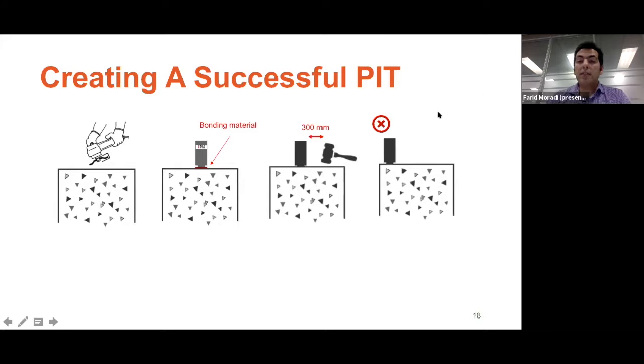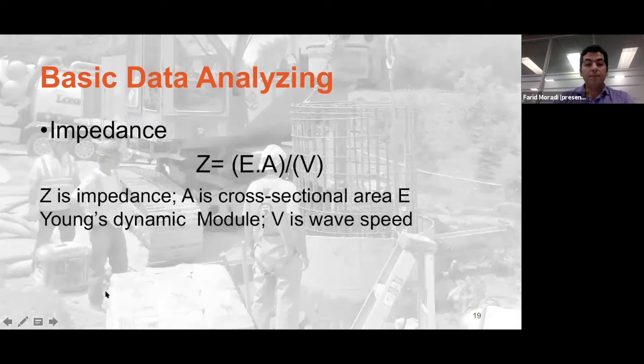And never put your sensor near the pile edge, because of the edge effect that again causes difficulty in interpreting your results. The best way is to put the transducer in the center and hit the ground within a distance of around 300 millimeters. Those are a few tricky things you need to take care of if you want to create a successful pile integrity testing based on ASTM D5882.